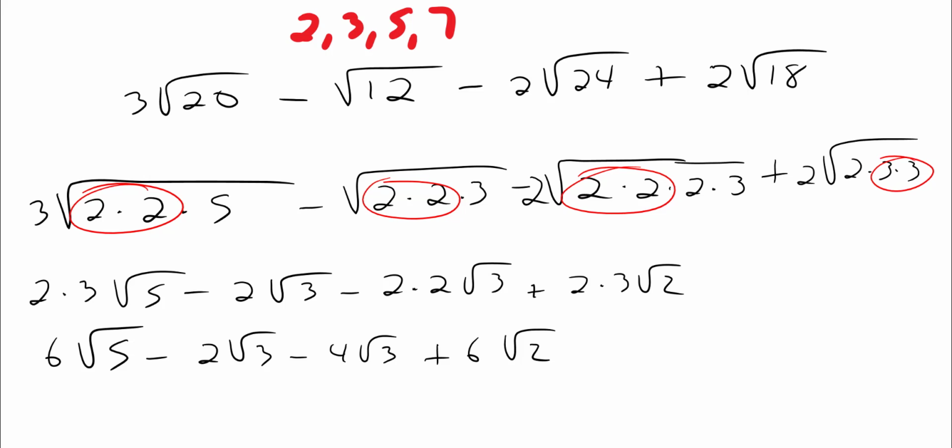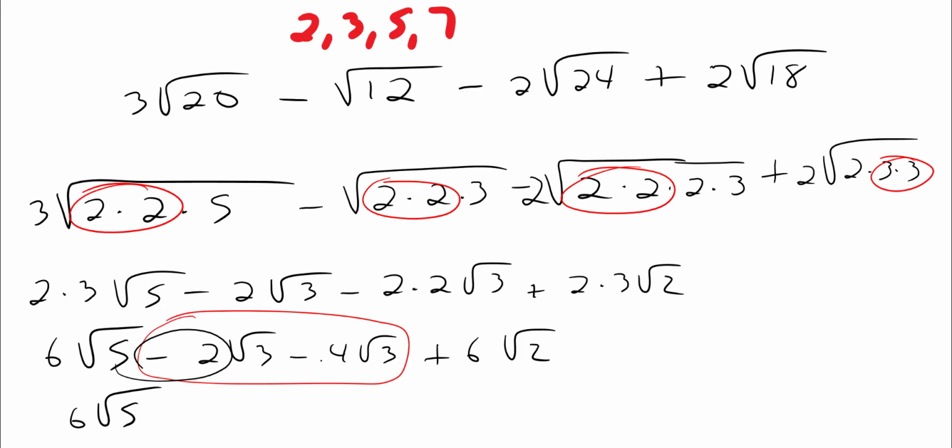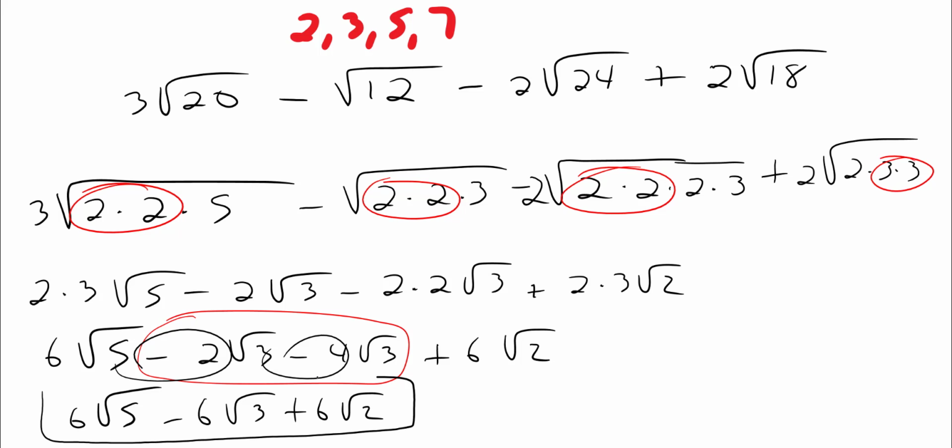Okay, so the only thing, math fans, that I can combine together is this guy right here because we've got the root 3's. So that 6 root 5 is all by itself, so 6 root 5. And then negative 2 minus 4, right? This minus this is negative 6 root 3, and then plus 6 root 2. And we're done with the problem. Okay? Not bad. Not bad.